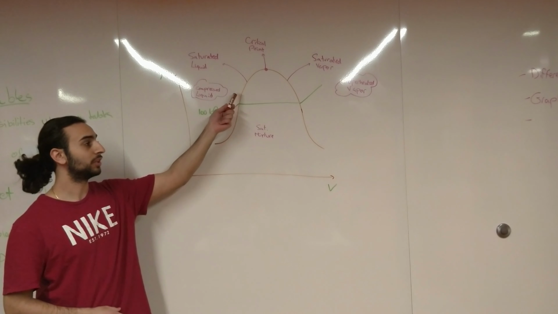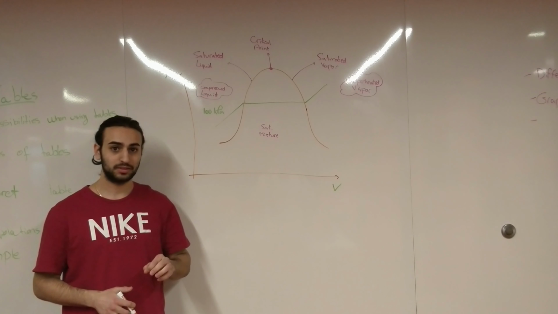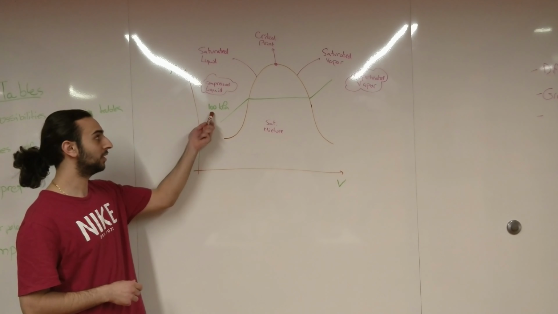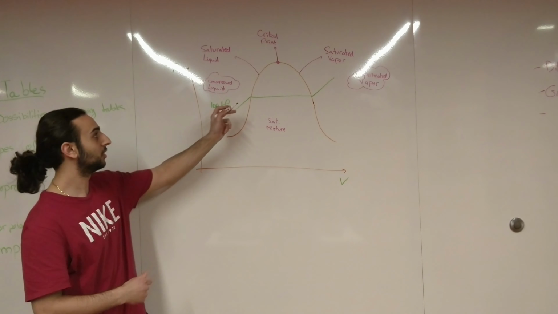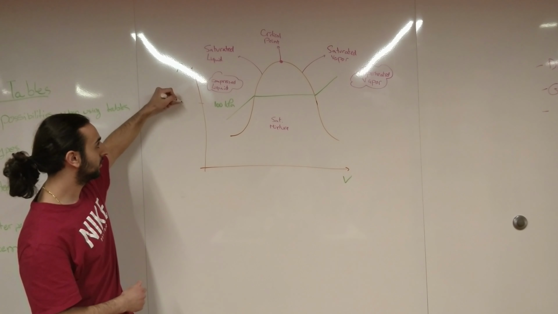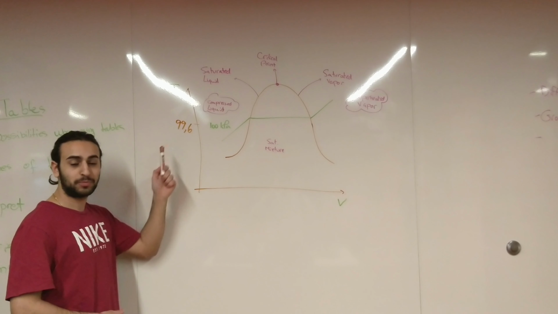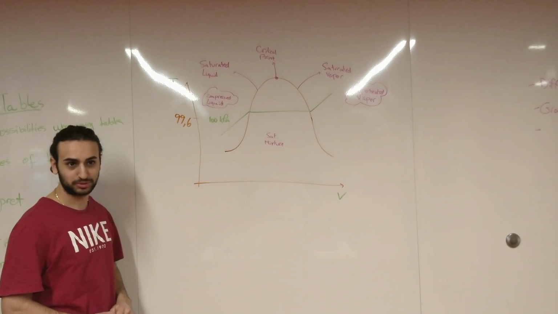So a saturated liquid over here would be a liquid that is exactly at the right temperature and pressure for it to be in saturation. For example, here at 100 kilopascals, right here, we will have a temperature of 99.6 degrees Celsius. We get this value by using the tables, and we will show you how to do it.